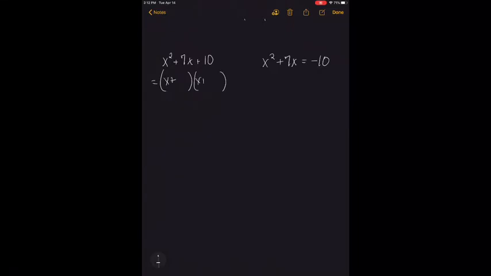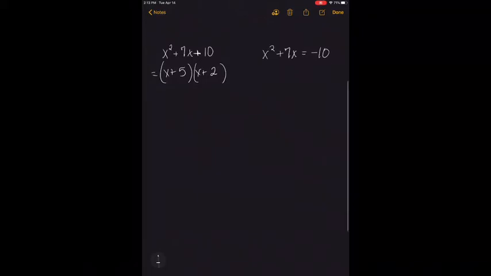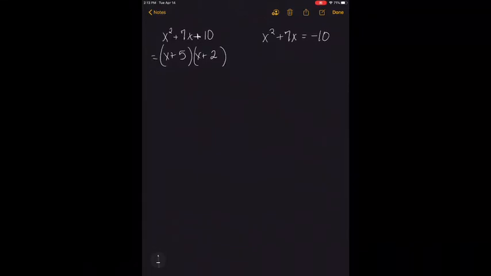So it's pretty easy to solve this. We know that we have an x in both spots. They're both going to be addition because we have a plus here at the end. And 5 times 2 is 10, and 5 plus 2 is 7. So we know those are our factors, 5 and 2. But let's say that it wasn't so simple and we didn't know what our answer was going to be.